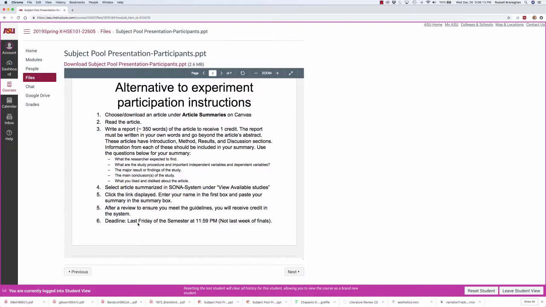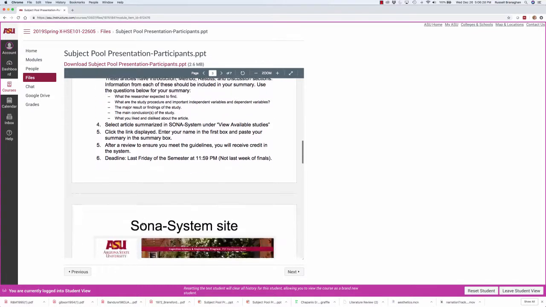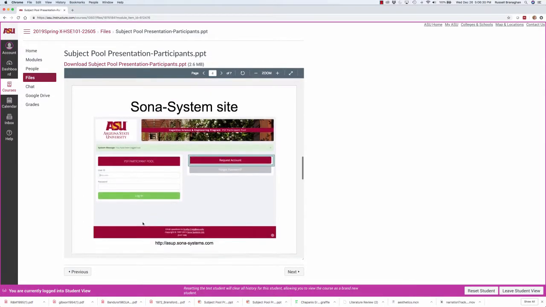The deadline for doing this is the last Friday of the semester at 11:59 p.m. So it's important to recognize this is the last day of the semester, last day of classes really, not the last week of finals. So it happens before finals, not during finals week. Here's what that SONA system looks like.